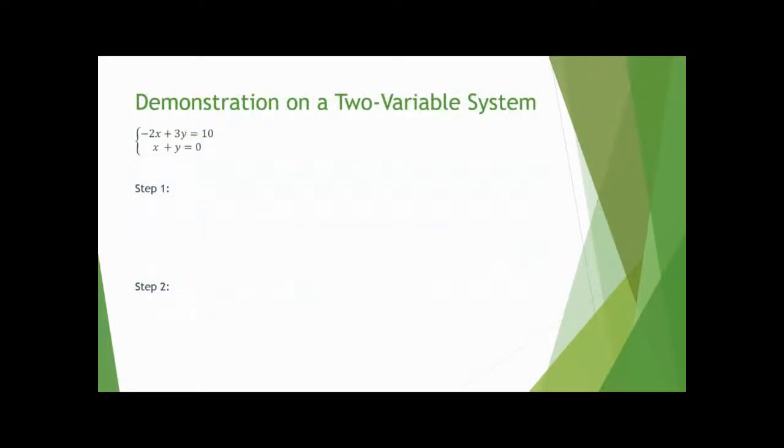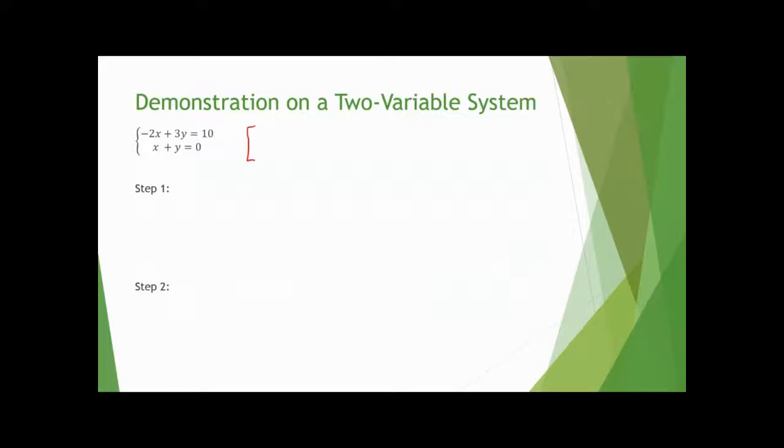So I do have a demonstration on a two-variable system. This is actually the same system I used in my Gaussian elimination example. It doesn't hurt to see the same example again. I'm going to be doing this on the fly, so hopefully the number of steps I used to solve that system is going to be the same here, but we will find out. But first we need to put this in matrix form.